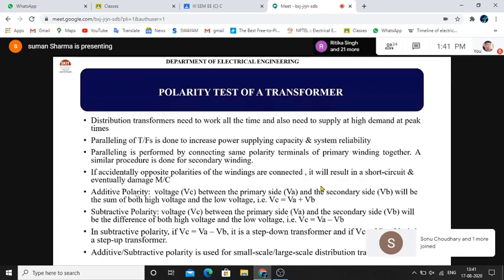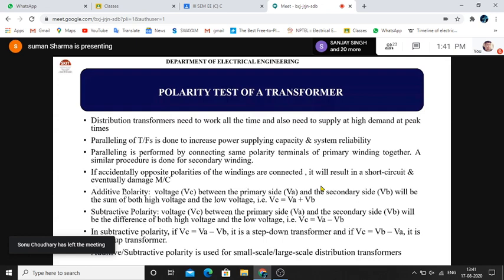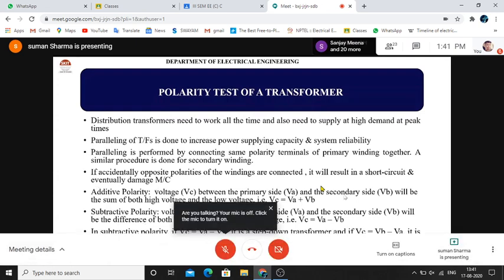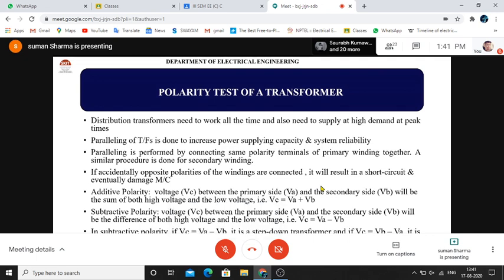So there can be two types of polarity, that is additive polarity and subtractive polarity. In the additive polarity, as the name suggests, the voltage VC between the primary side and the secondary side will be sum of both high voltage and low voltage. That is, VC will be VA plus VB, where VA is the primary voltage and VB is the secondary voltage. So for additive polarity, there will be addition of the voltages.